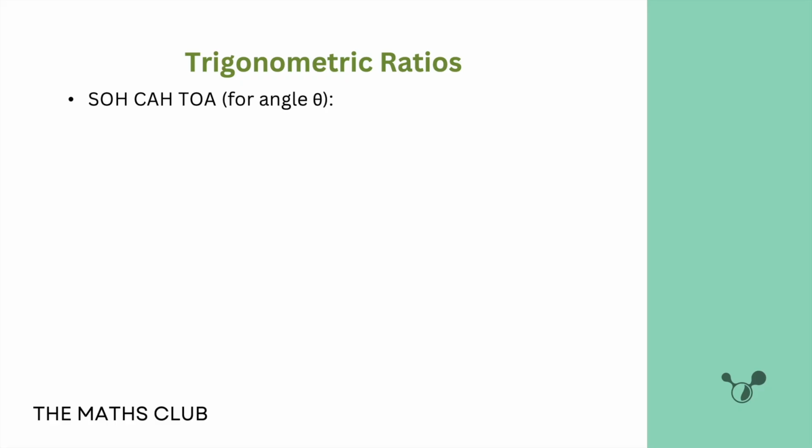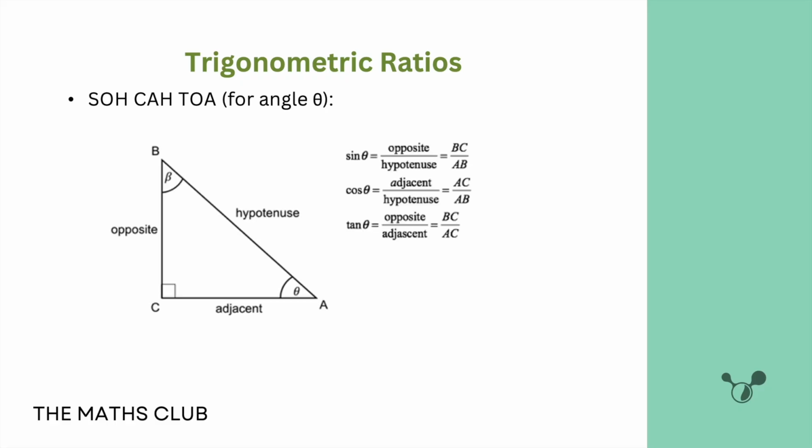Now we're going to be looking at something called SOHCAHTOA, which is for angle theta. The SO represents sine, the CA represents cos, and then TOA represents tan. So for sine, it is OH, which is opposite over hypotenuse. This is a short form for you to actually know it. So if you're dealing with an angle theta, your sine is opposite over hypotenuse. So look at this, our angle theta. Opposite is line BC, and the hypotenuse is line AB.